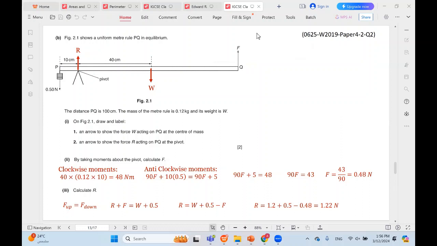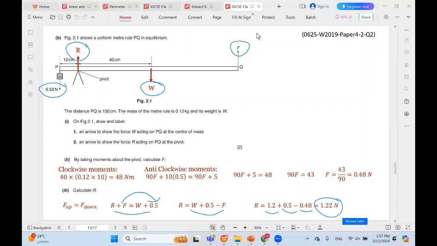Now that we have the F, we're required to find the R, and we use the F up equals F down equation. All you have to do is add the downward forces, 0.5, and the W, which are the forces acting down, and then we have R and F acting up. So we have R plus F equals 0.5 plus W. And then we can get R by taking the F to the other side with a minus. So W plus 0.5 minus F. 1.2 plus 0.5 minus 0.48 gives us 1.22 newtons for R.